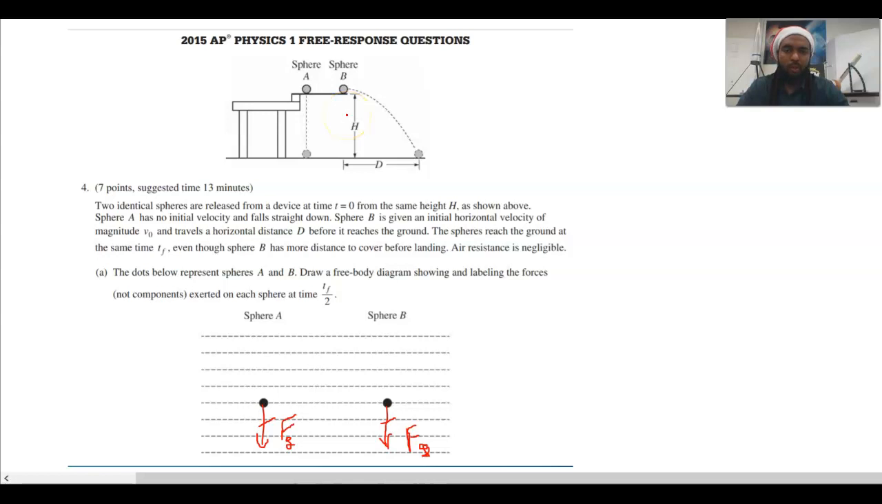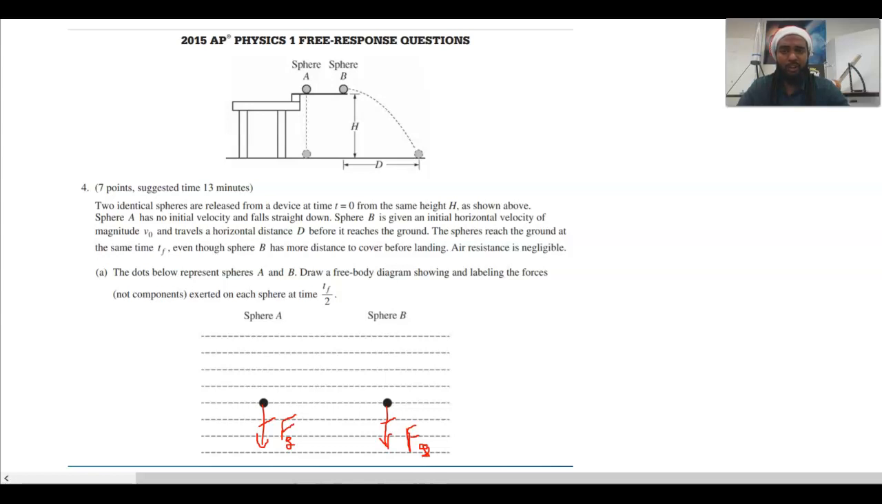If you are at all confused about how they can take the same time to hit the ground, remember that x and y are independent, so the velocity that B has in the x direction has zero effect on its movement in the y direction.